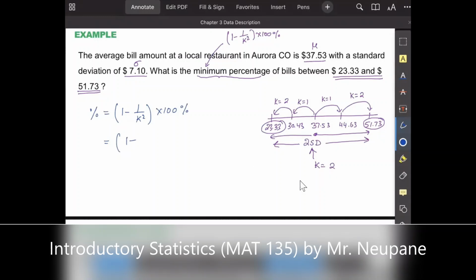We are going 2 standard deviation up and 2 standard deviation down. So 1 minus 1/4 times 100%. 1 minus 1/4 is 3/4 of 100%, or that is 75%. So 75% of the restaurant bills in Aurora, Colorado lie between 23.33 and 51.73. So that is the application of Chebyshev's theorem.